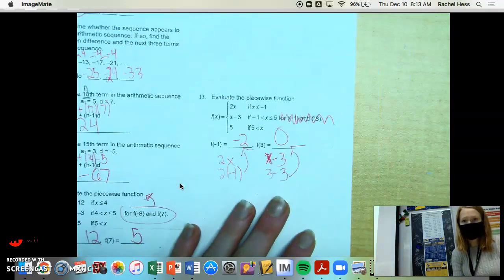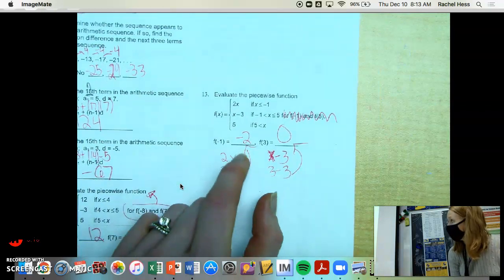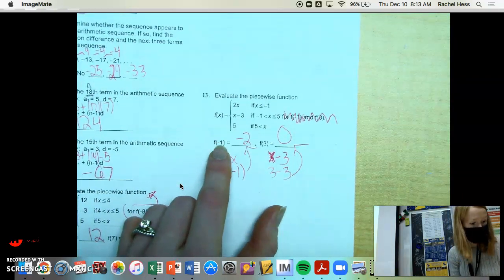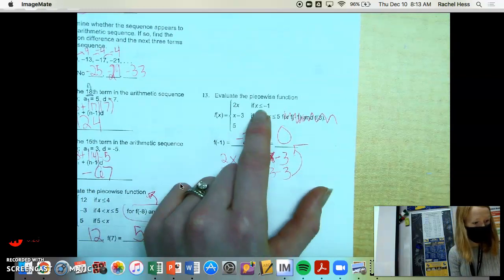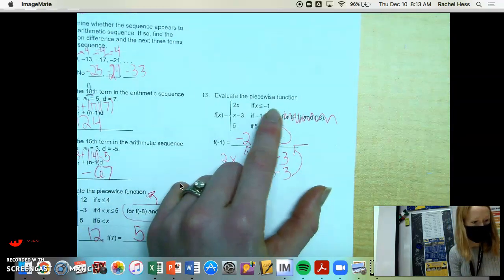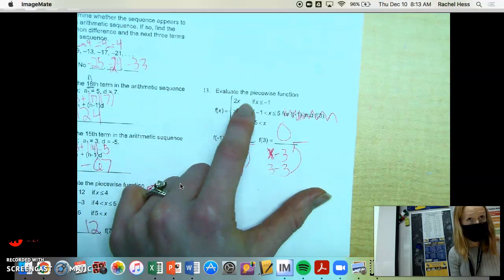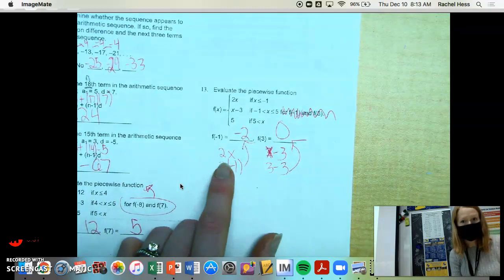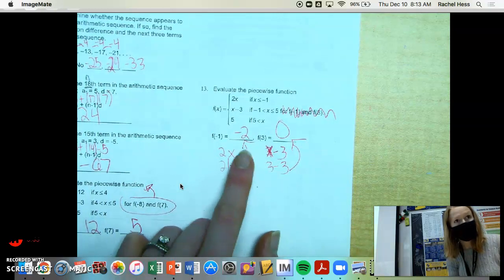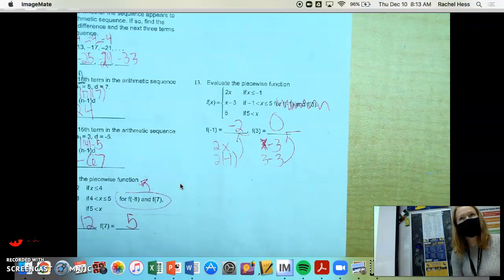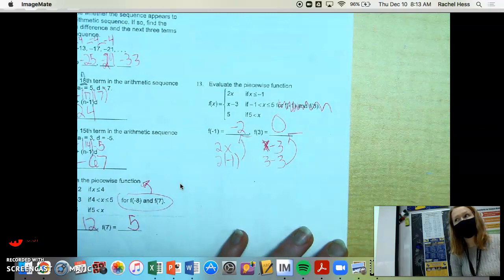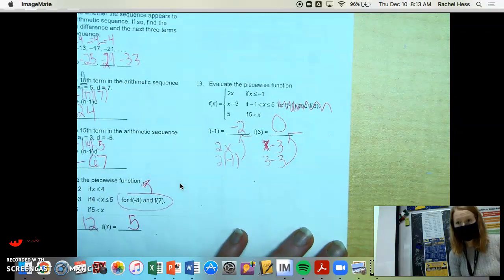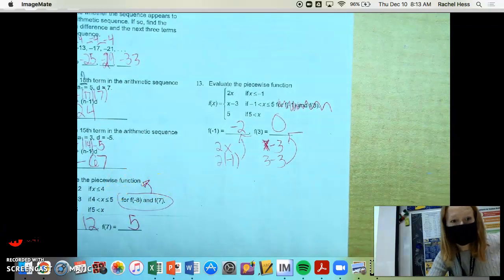But if you look at number 13, you had to go one step further, right? So not only do I have to say, where does negative 1 fit? Oh, negative 1 is less than or equal to negative 1. So I would have to pick 2x is my answer, but I know what x is. I know x is negative 1, so I have to plug that in to get negative 2. Do you guys kind of remember that stuff now that you've seen it? Okay. It's a little tricky, but if you have any questions, I guess just let me know.